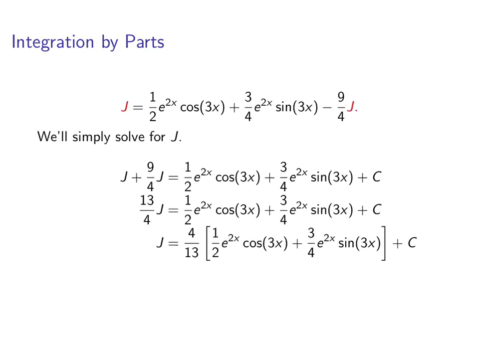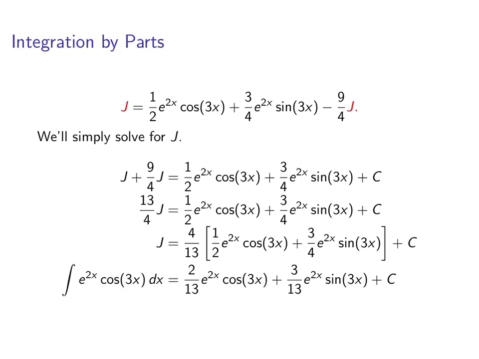Now you might say, well, shouldn't I multiply the C by 4/13 also? Nah, not really. It's just a constant, so it doesn't really matter if I say that that's 4/13 C or just C. It's just an arbitrary constant. Okay, so that means this is our final answer that we've computed.